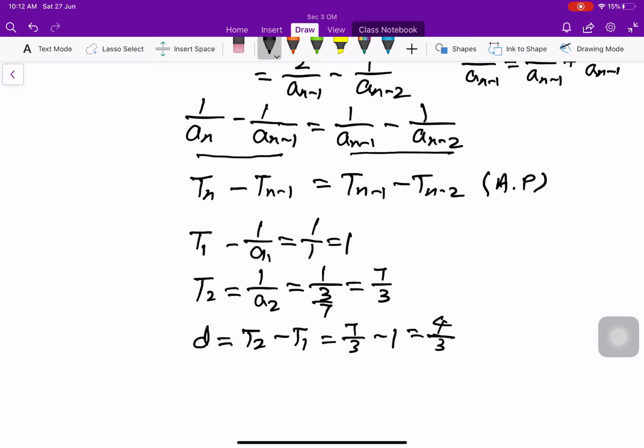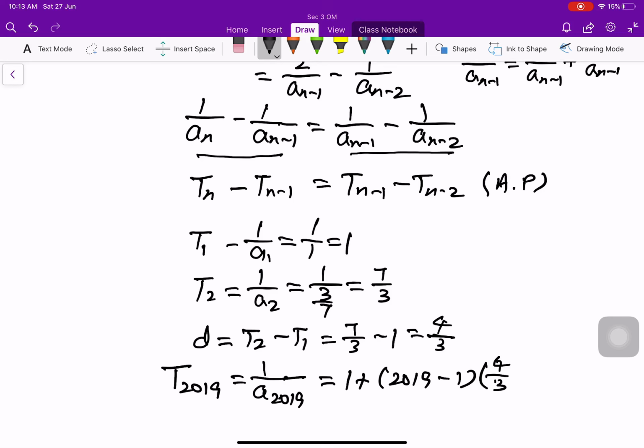Therefore, the question asks for the 2019th term, right? That means, take note, your 2019th term is actually 1 over A2019, and in this case, that will be just equal to 1 plus 2019 minus 1 times the common difference. The common difference is actually 4 over 3.